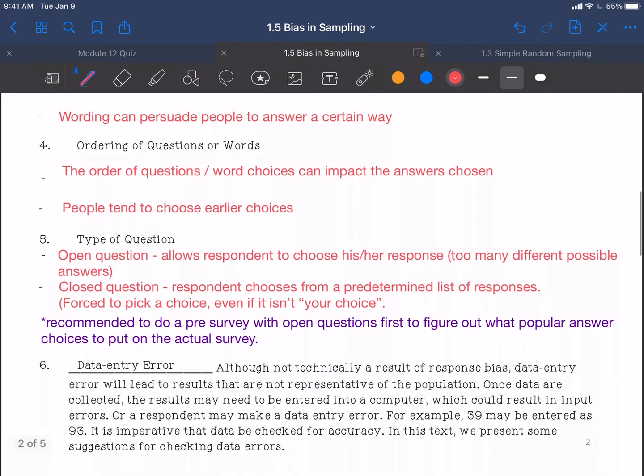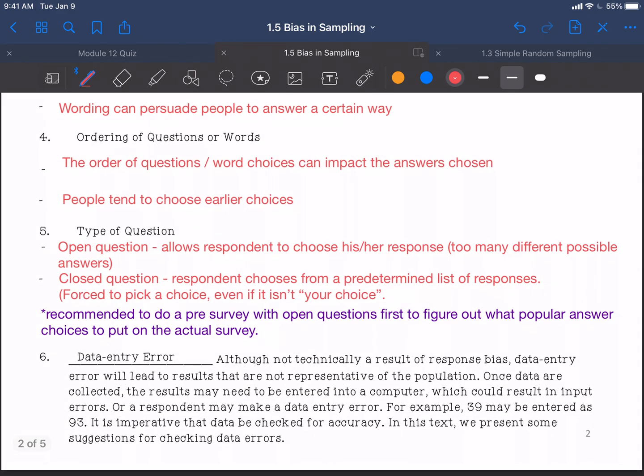And then last, not really a response bias, but data entry error leads to results that are not representative of the population. So if you're typing in the data or responses that you receive and you accidentally type in something incorrectly, that's going to affect the results. So it is important to make sure it's being checked for accuracy, that everything was typed in correctly. Not even just double checking, but triple and quadruple checking, having other people check each other's work to make sure that data is entered correctly.